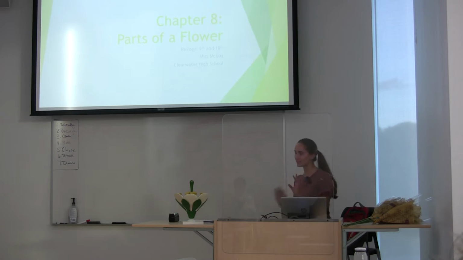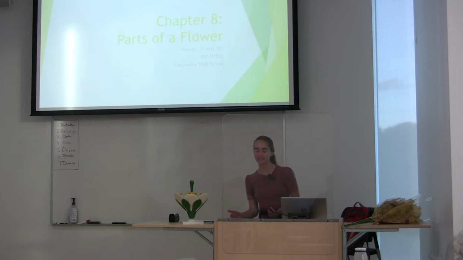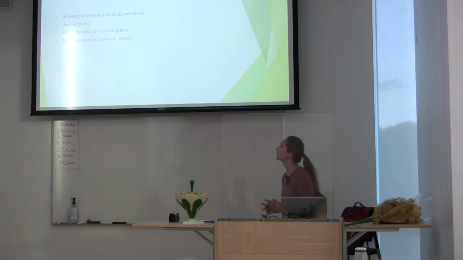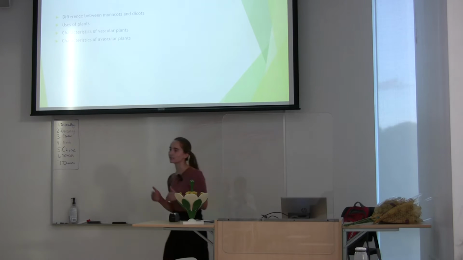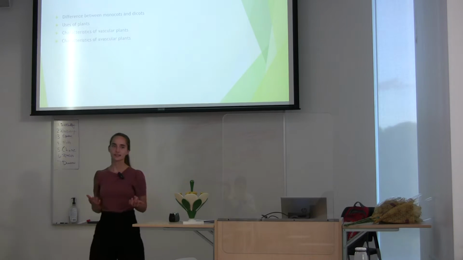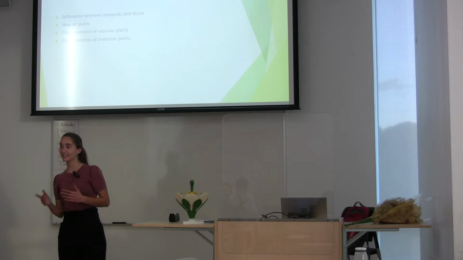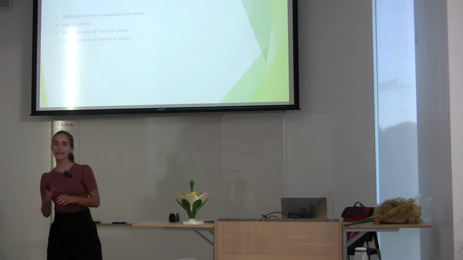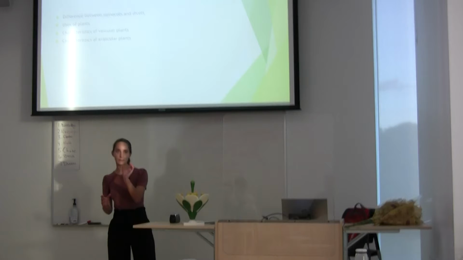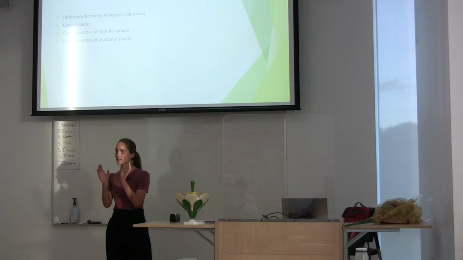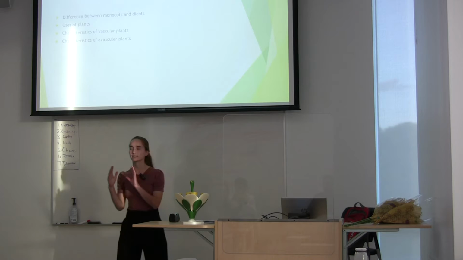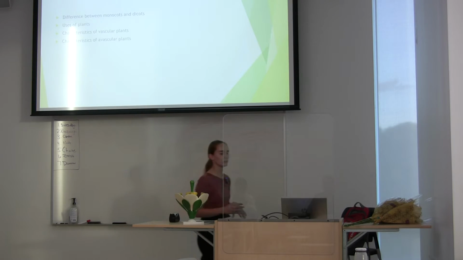Before we get into anything new, I want to review what we learned last time. Can anyone tell me the difference between monocots and dicots? Yes, Randy. One has one seed and one has two seeds. Exactly. Monocots have one seed part, and dicots have two seed parts. To give you an example, monocots are like corn seeds and dicots are like bean seeds.